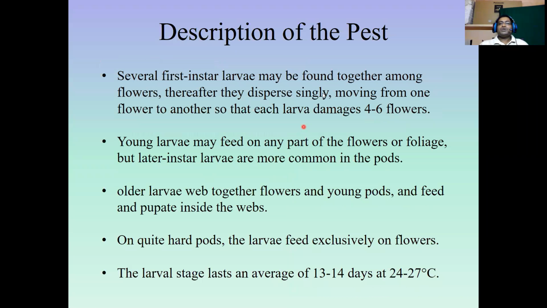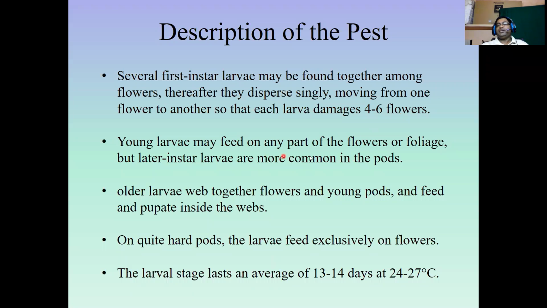So how it is attacking: the first instar larvae may be found together among the flowers. Thereafter they disperse singly, moving from one flower to another flower. Each larva damages 4 to 6 flowers. You see, if one larva damages 4 to 6 flowers, and if 20-25 larvae are there, then you can imagine that it can finish the whole plant. It can finish all the flowers. Your plant will not give any yield.